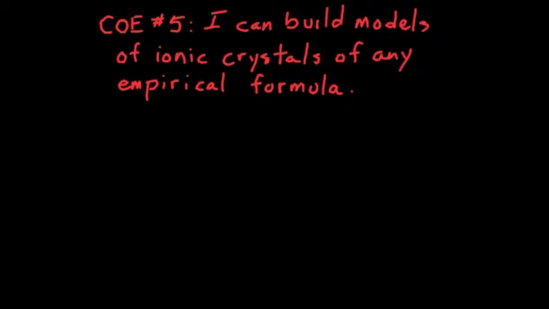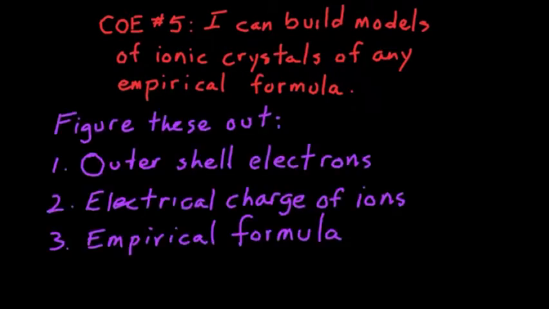I can build models of ionic crystals of any empirical formula. To do so, we will figure out, using the periodic table, first, the outer shell electrons on the atoms that you're going to be building into a crystal. Then the electrical charge of the ions that form from those atoms. Then the empirical formula of the crystal itself.